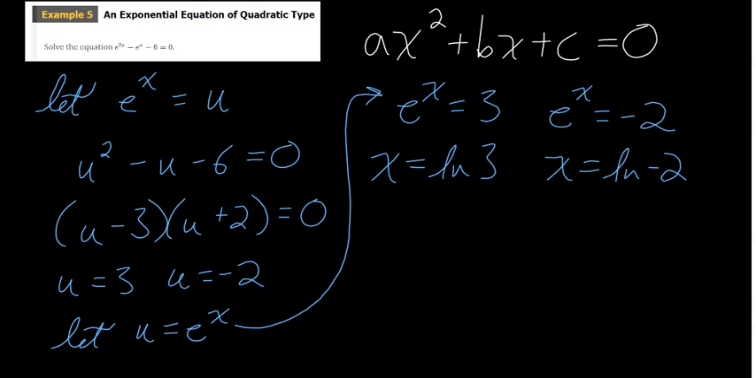I'm sorry, I'm getting lost. Oh yeah, the natural log of negative 2 is an imaginary number. It does not exist on the real number line, so this is not going to be a solution, whereas x equals the natural log of 3 is going to be the solution. So this particular problem only has one solution, and that solution is the natural log of 3. Hopefully that wasn't too confusing.